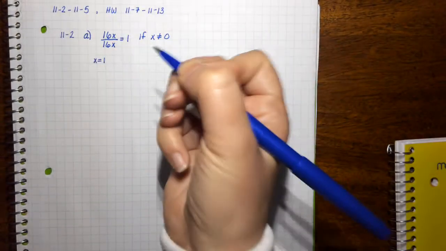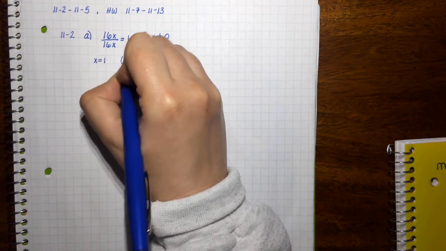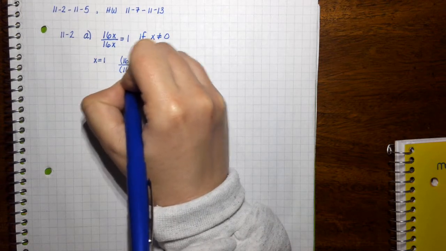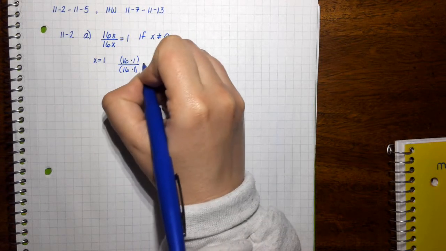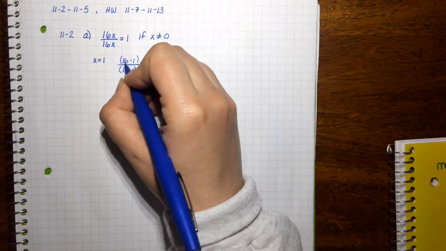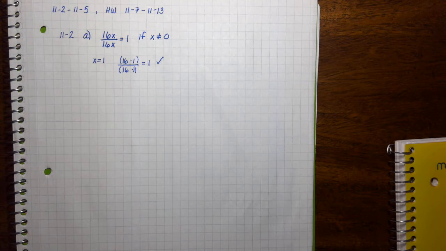One of the ways you can justify your conclusion is by plugging a number in. So, for example, I could do x equals 1, which is super simple. 16 times 1 over 16 times 1 equals 1. And that's true. 16 over 16 equals 1.